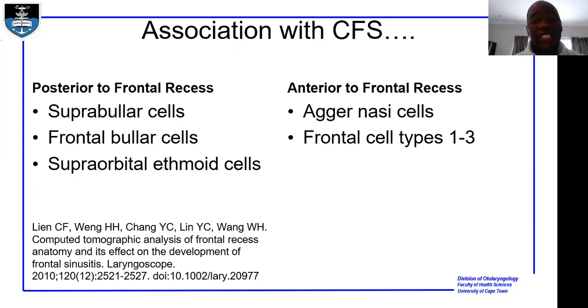There are some associations with a chronic frontal sinusitis. These are not causes, but associations. Posterior cells which are posterior to the frontal recess, like the suprabullar cells and frontal bullar cells and supraorbital ethmoid cells, have been found to be associated with a chronic frontal sinusitis. And those which are anterior to the frontal recess, like the Agger nasi cells and the frontal cell types 1 to 3.